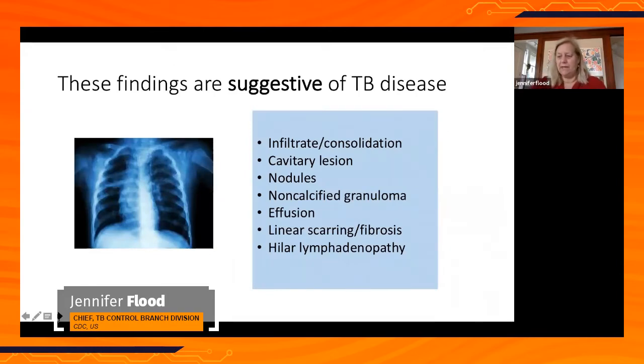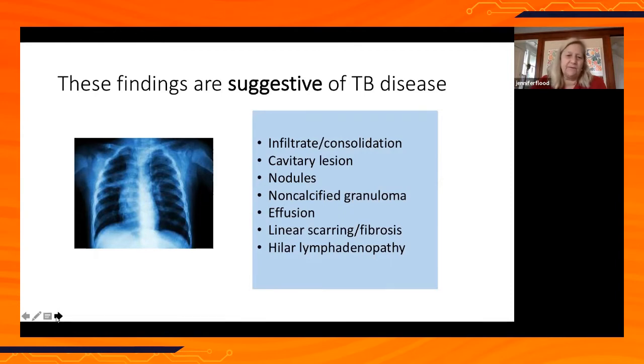Well, TB can present like many other disease conditions. The chest X-ray provides important clues that can prompt TB laboratory testing. Shown here are some of the most common types of findings on chest X-ray that you're familiar with for persons with confirmed TB. The frequency of each of these abnormalities is different for adults and children.